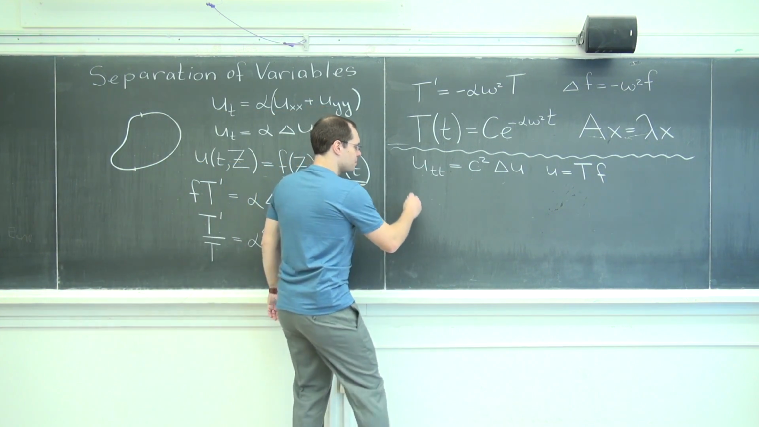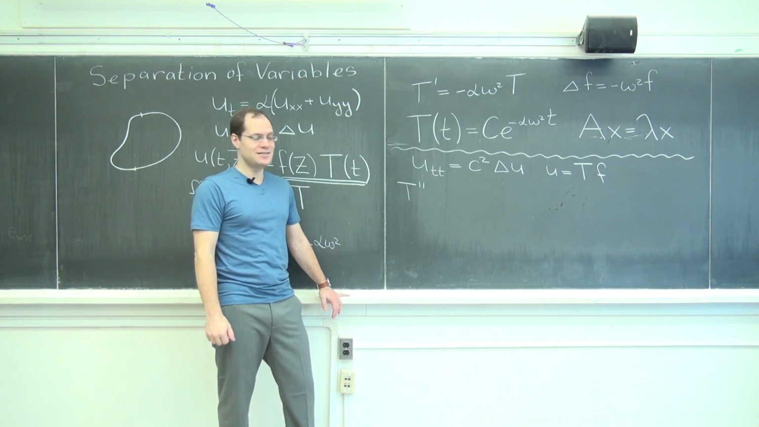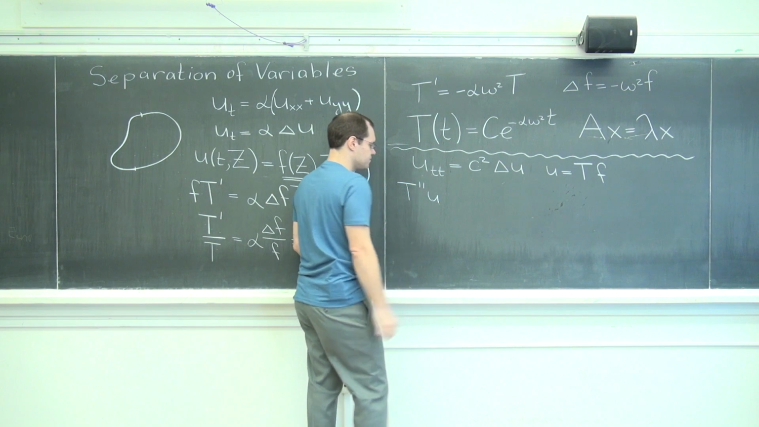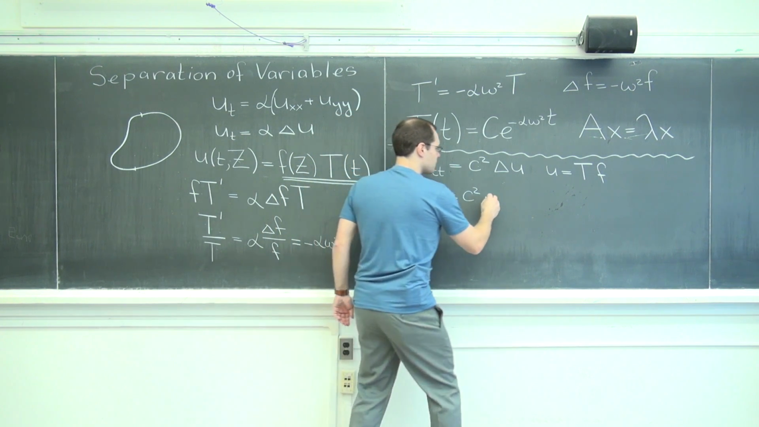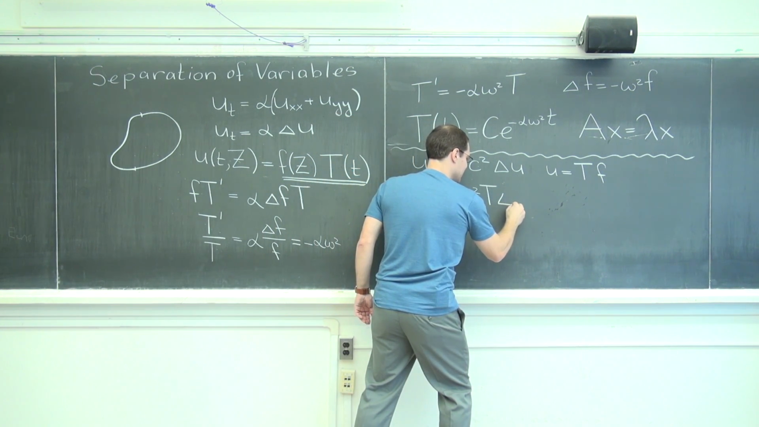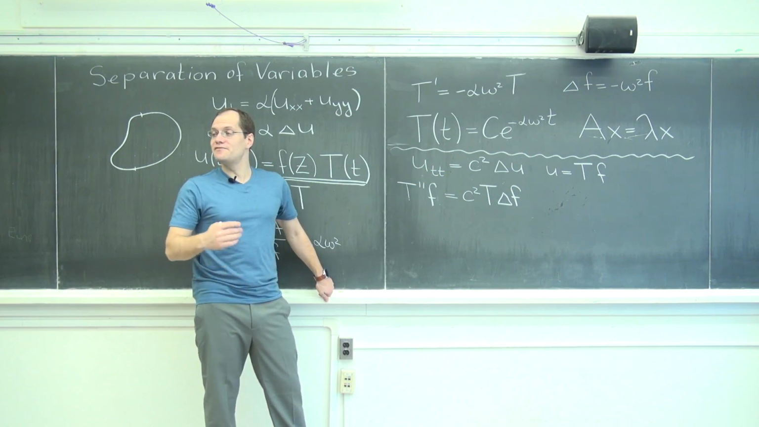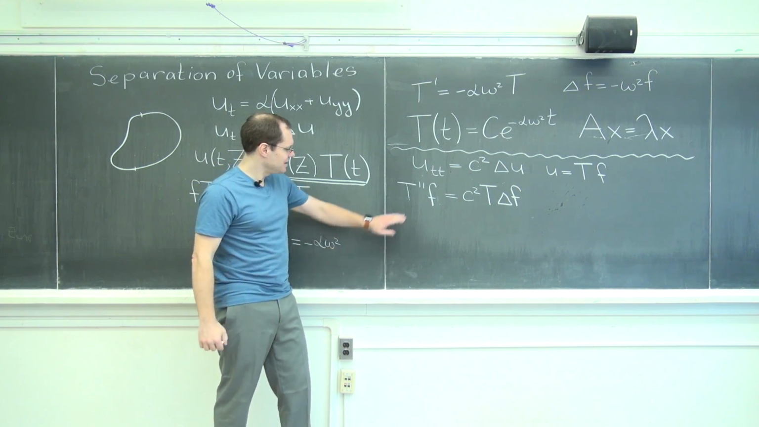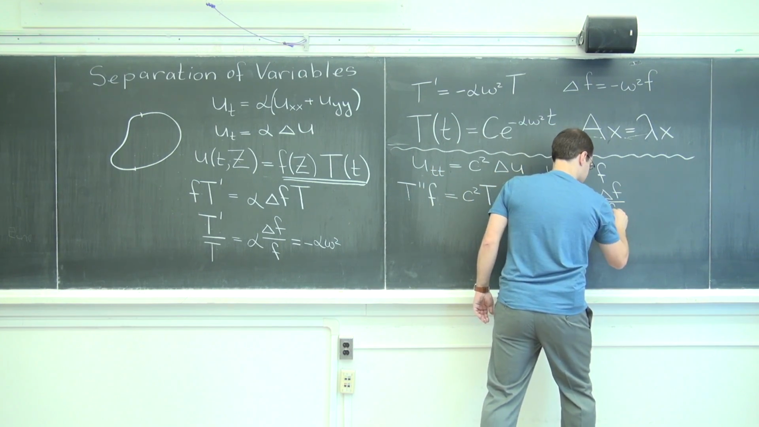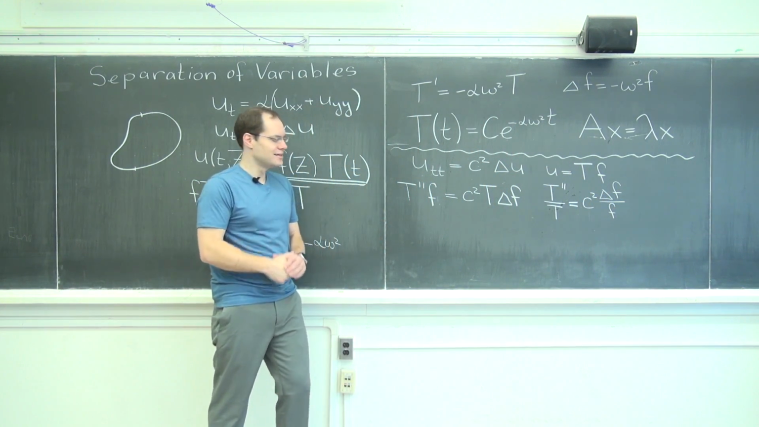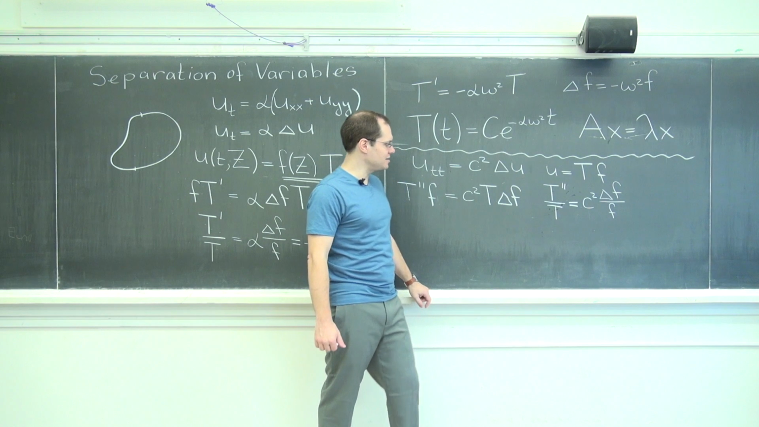Okay, plugging it in, we get now the second derivative of the function capital T, times f, equals c squared. T is unchanged, and f ends up under the Laplacian. And now we'll divide both sides by T f, canceling this f and canceling this T. Okay, exactly what we want. Nothing but time on the left, nothing but space on the right. So they must be constants.